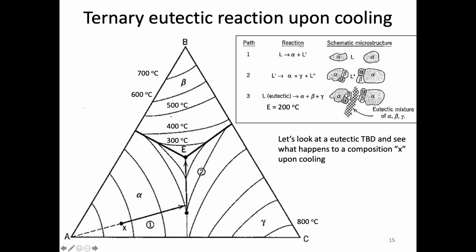A couple things to point out: the composition of the material that we're working with is X. That is our composition of the material. The eutectic point is labeled, and it's right towards the center. I've also labeled some of the temperature contours, and the primary phase fields, alpha, beta, and gamma, are labeled here as well. We're going to talk through this path, but that's the thing to keep in mind as we go through this.